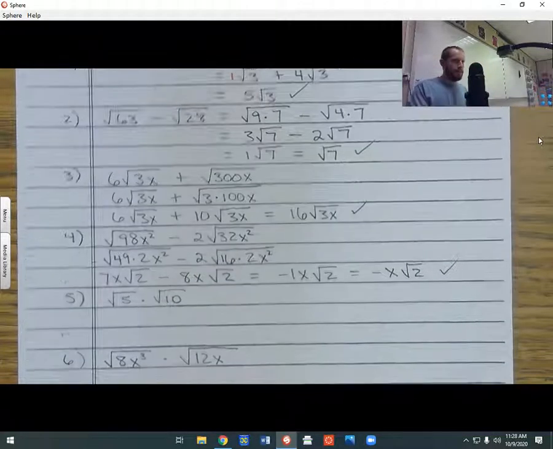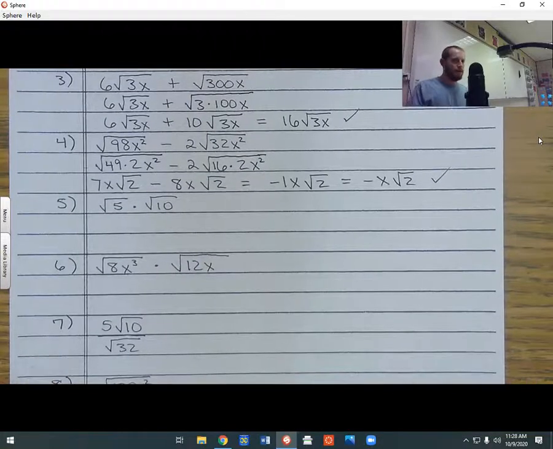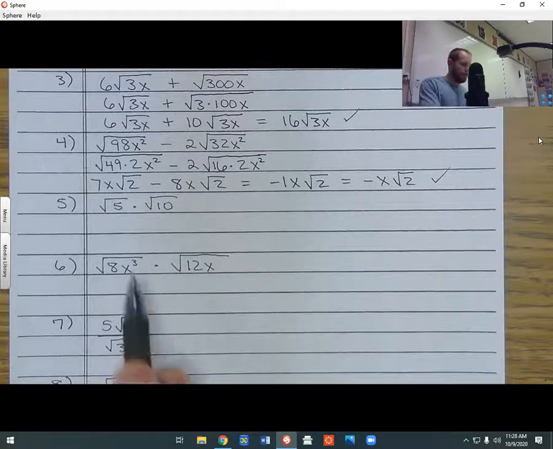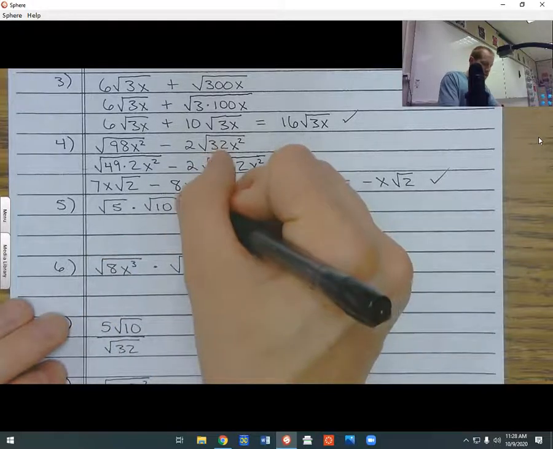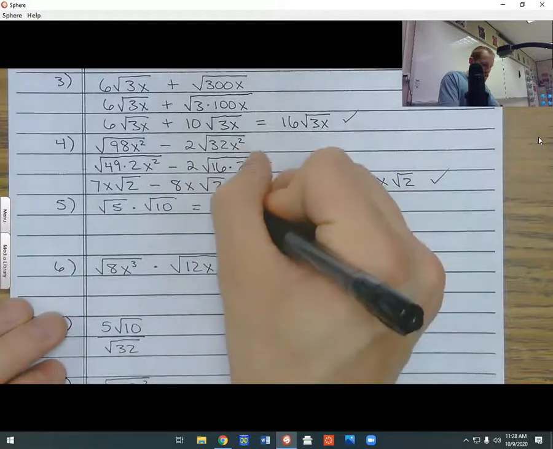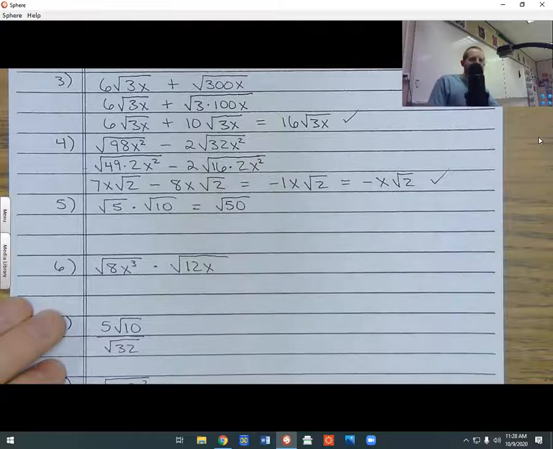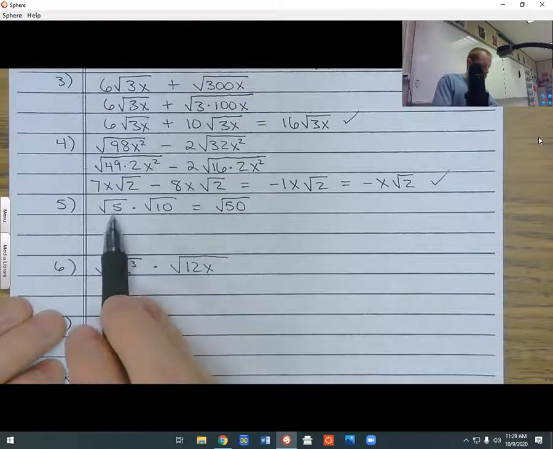So right here I have 5 and 6 are multiplying problems. You can tell by the dot in the middle. So what you can do is you can simplify first or you can multiply first. The order in which you do things actually doesn't matter when we multiply and divide. So what's 5 times 10? That's going to give me 50, right? But everything is still under the square root, okay? So all I did was 5 times 10 equals 50.